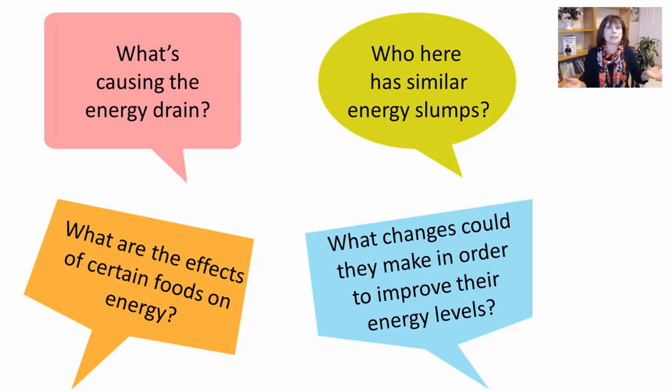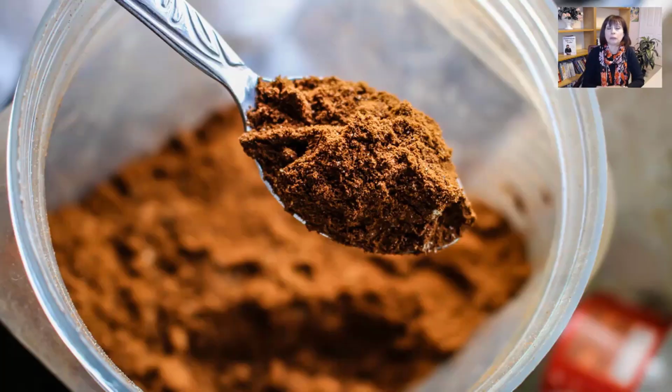Who here in the group has had similar energy slumps? What are the effects of certain foods on energy? What changes could they, meaning Carly and Mike, for example, make in order to improve their energy levels? And so as she and the group discussed each question, she added in her expertise. And as it so happens, she had more than one purpose, because certainly she wanted to inform her group and she wanted to teach them, but she also wanted to lead them towards trying out an energy supplement that she was selling. So at the end of her session, she gave everyone in the room a chance to try a sample. So her purpose actually was twofold: to inform and teach, as well as to sell.